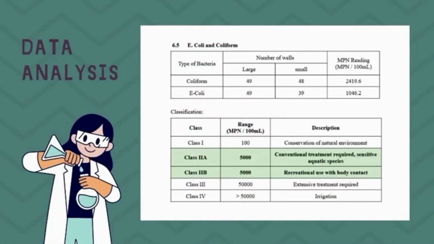Data analysis. The amount of coliform in the water sample is 2,419.6 MPN per 100 ml and the amount of E. coli is 1,046.2 MPN per 100 ml. The water sample coliform and E. coli are classified in class 2A and 2B in the water quality index. This means the water is contaminated but moderately. It requires conventional treatment before it is safe for use by sensitive aquatic life or recreational use involving body contact.